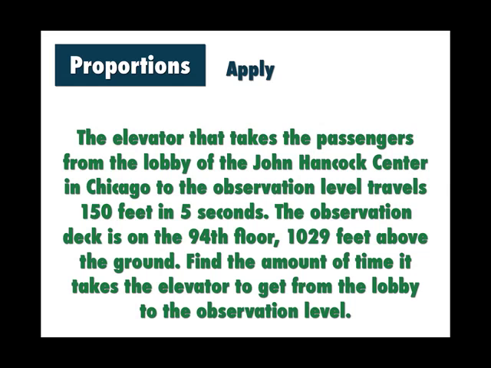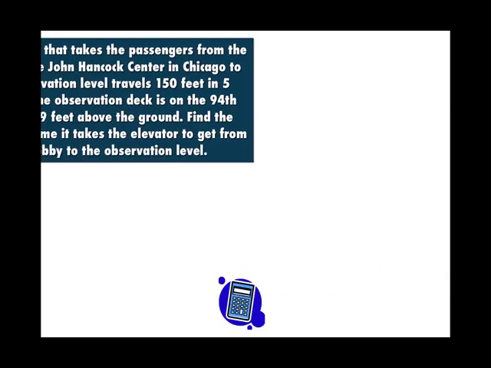So here's another problem. This time, it's asking us to find the amount of time it's going to take an elevator to get from the bottom to the top. Now, it's in a big building, and this thing moves pretty quick, 150 feet for every 5 seconds. It's telling us that the observation deck, at the top of the building, is at the 94th floor, which is 1,029 feet above the ground. And we need to know how long it is going to take the elevator to get from the bottom to the top.